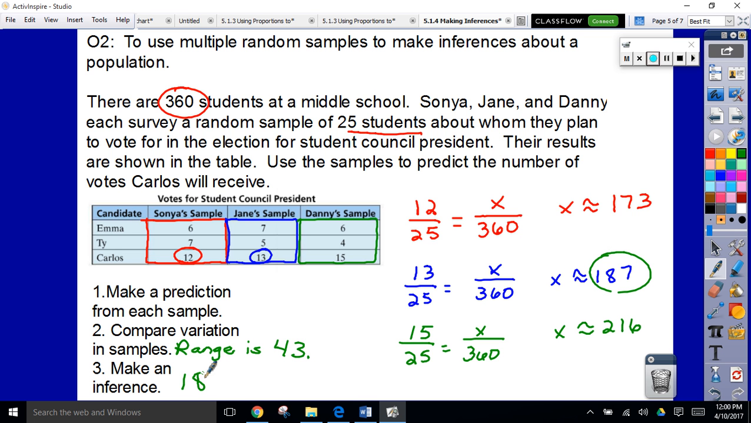Now you could also find the average or the mean of these three numbers, and you could use that. If you did that, you would get 192 votes. So it's possible to do it that way. The way your textbook presents this is to just use the median. Okay, any questions about this?